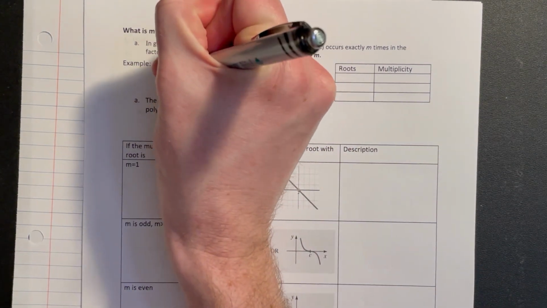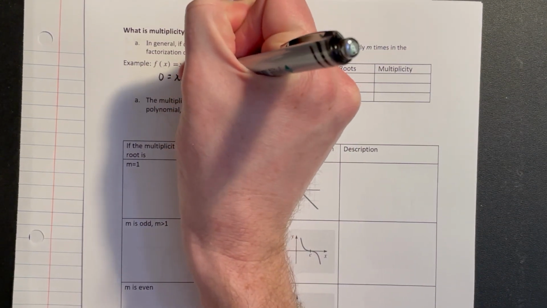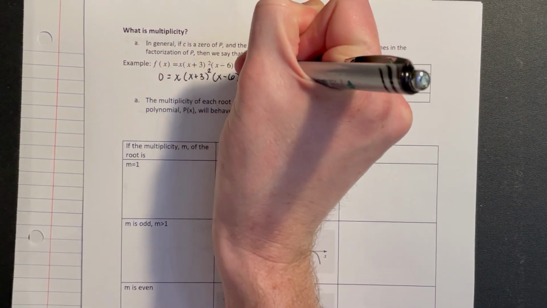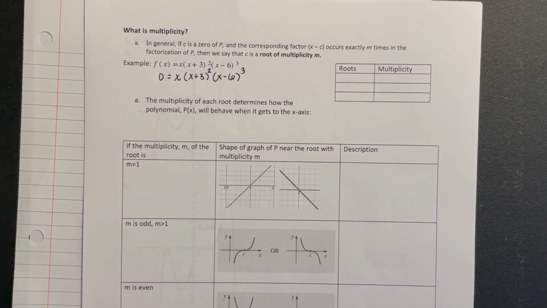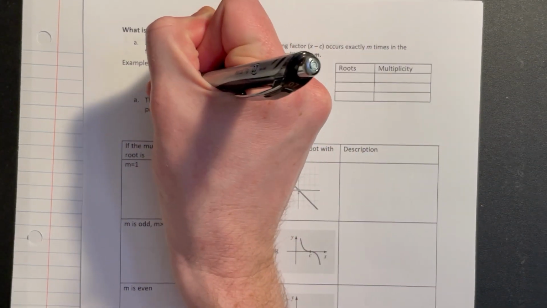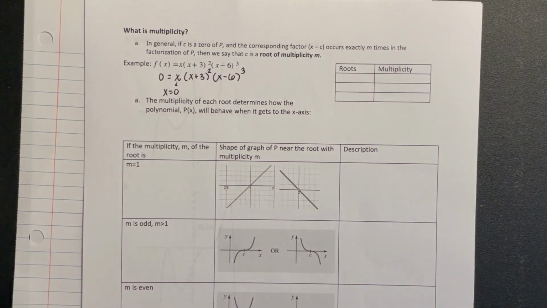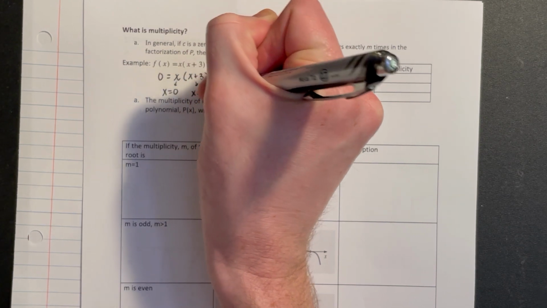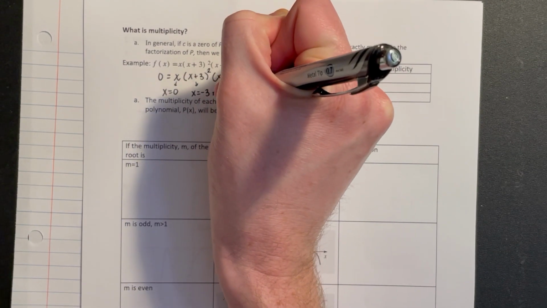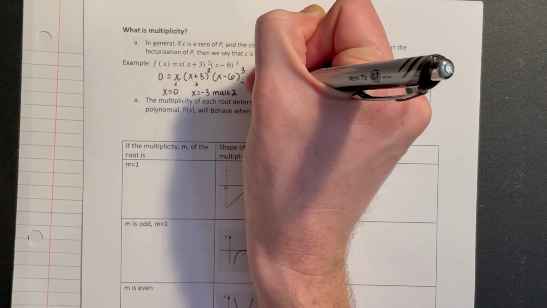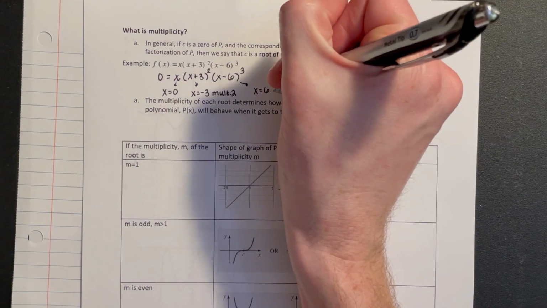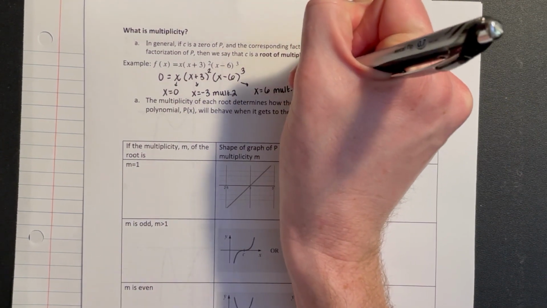If I was finding the roots of this, we would set it equal to 0. And then we would set the factors equal to 0. Well, that first factor, x, equals 0. There's nothing to do. X is 0. So we have one root at 0. We have another one that's going to be at -3, but it has a multiplicity of 2. And then lastly, x minus 6 equals 0 means x equals 6 with a multiplicity of 3.